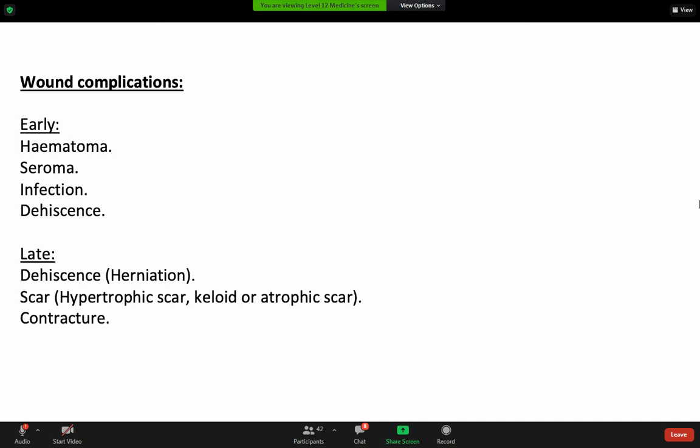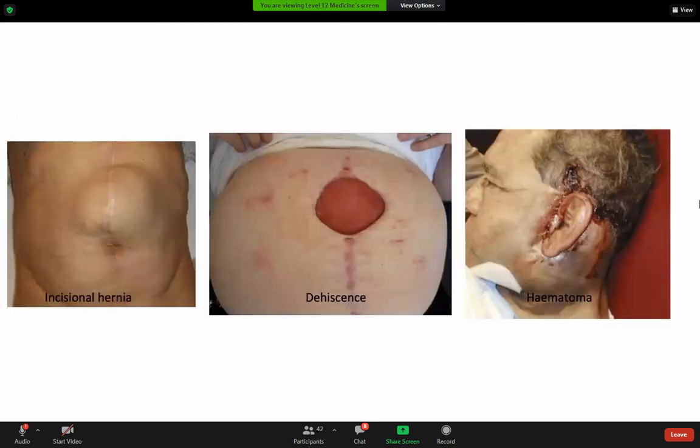Wound complications. We classify them as early and late complications. Early complications like hematoma, seroma, infection, and dehiscence. Late complications like hernias, scars, and contracture. On the left side of the screen, as we see, this is an incisional hernia. This is a late complication.